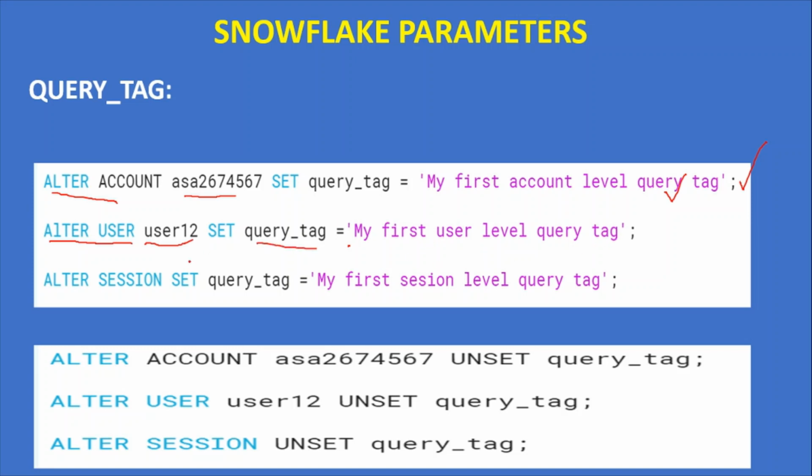And if you want to override and you want session level, irrespective of account, irrespective of user level, then ALTER SESSION SET QUERY_TAG is equal to your tag name. And if you want to unset it, then you can simply use UNSET and QUERY_TAG is the keyword. That's all. ALTER ACCOUNT name UNSET QUERY_TAG, ALTER USER username UNSET QUERY_TAG, ALTER SESSION UNSET QUERY_TAG. So this is how we are going to set and unset the query tag at different levels.